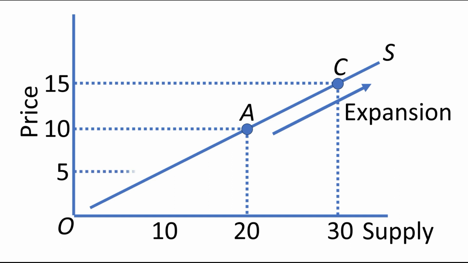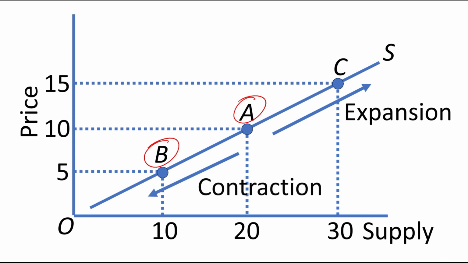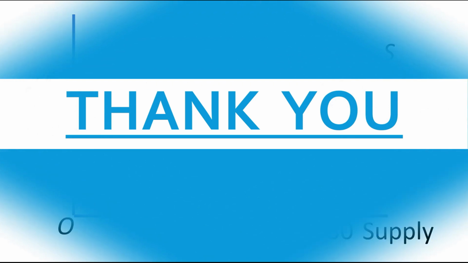At a price of ₹5, quantity supplied is 10 units. Let's take it as point B. Now movement from point A to point B represents downward movement, which is contraction. तो जब सप्लाई कर्व में डाउनवर्ड मूवमेंट होती है, दैट मीन्स इट इज अ कॉन्ट्रैक्शन ऑफ सप्लाई. क्वांटिटी सप्लाइड डिक्रीज हुई है फ्रॉम 20 यूनिट्स टू 10 यूनिट्स ड्यू टू द डिक्रीज इन प्राइस. ओके, थैंक यू.